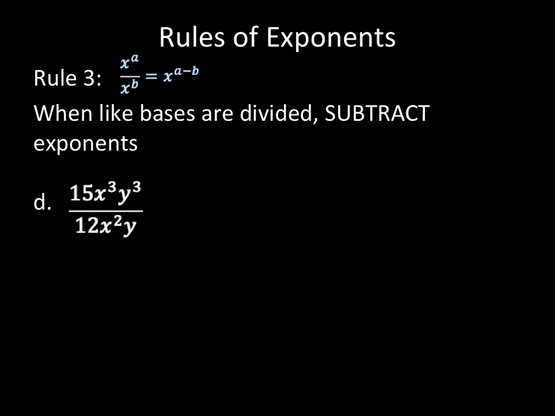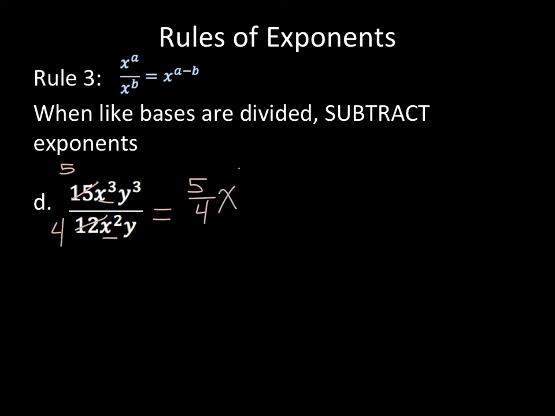Continuation of our third rule. We have something that's a little bit more complex, so I still have only one term on each side, but I have more than one variable involved. So first thing I want to do is simplify my fraction. So 15 over 12. I know both of these numbers are divisible by 3, so I'll change this to be 5 and 4. So I'm going to have 5 over 4, and then I have x cubed and x squared.